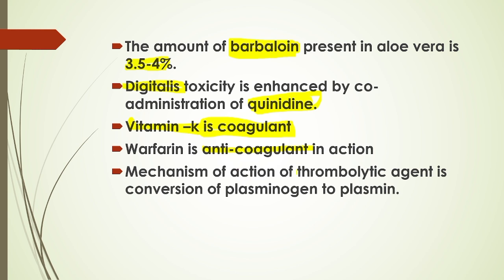Next, the mechanism of action of thrombolytic agents is conversion of plasminogen to plasmin. So what is the action of thrombolytic agents? Thrombolytic agents mostly convert plasminogen to plasmin. So plasminogen is converted to plasmin. Okay, this is the mechanism of action. It is mostly done by enzymes like tissue plasminogen activator. With the help of tissue plasminogen activator, it converts plasminogen to plasmin.